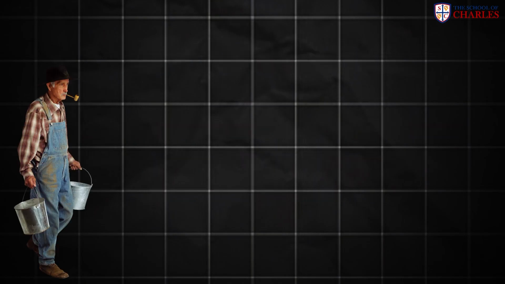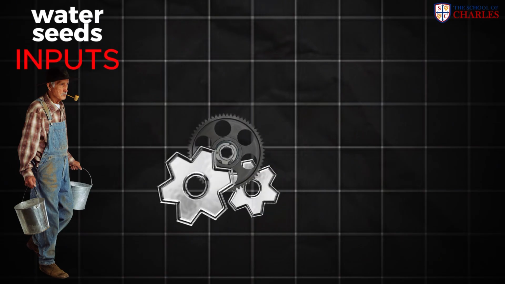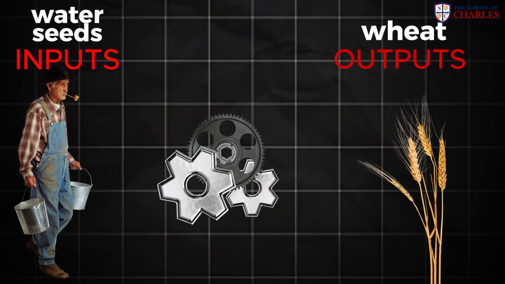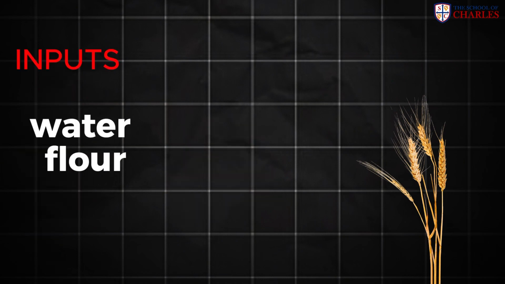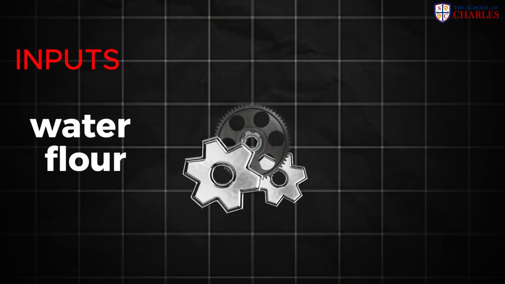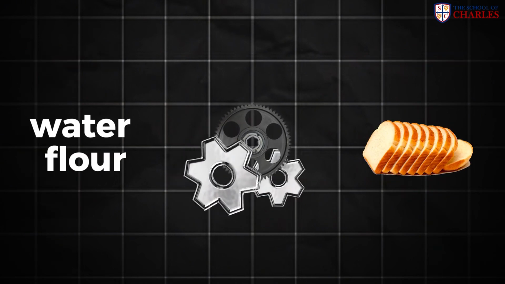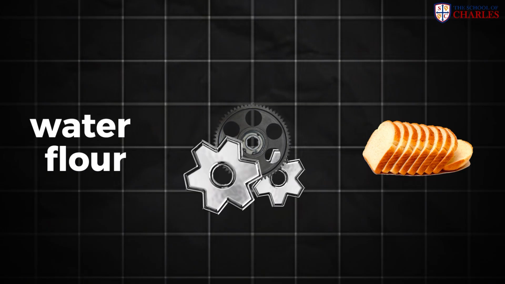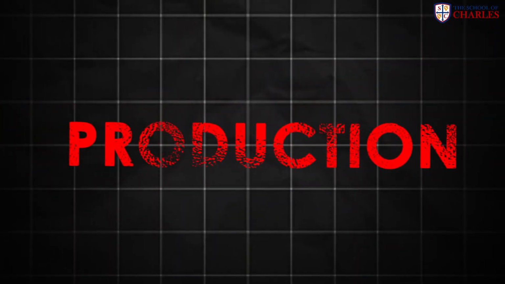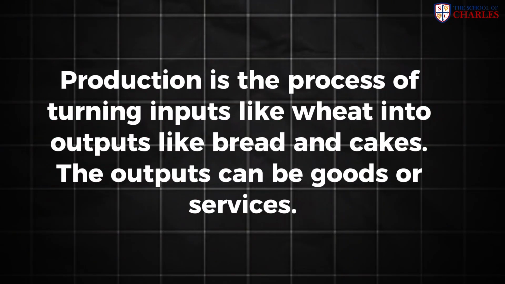So the farmer takes the raw materials, water and seeds, and from it he grows wheat. The baker takes the raw materials, water and flour, and makes bread. What the farmer and baker are doing is what we call production. Production is the process of turning inputs like wheat into products like bread and cakes. The outputs can be goods or services.